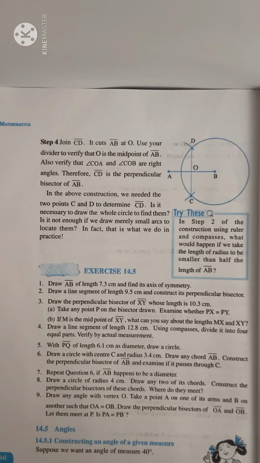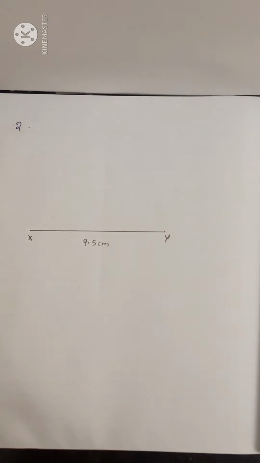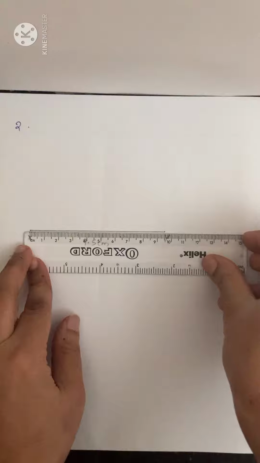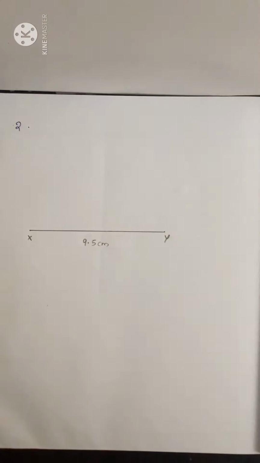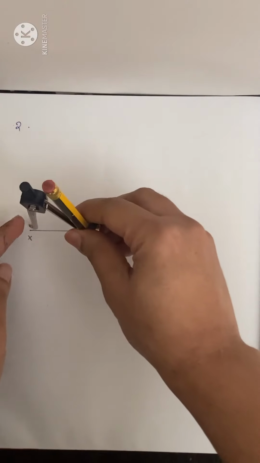Draw a line segment of length 9.5 cm and construct its perpendicular bisector. Perpendicular bisector, axis of symmetry, all are same. So let's see how to do this. First you have to draw the line segment like this. Take the ruler. Like this you have to draw from the first line till 9.5. Then same like what we did in the first question.